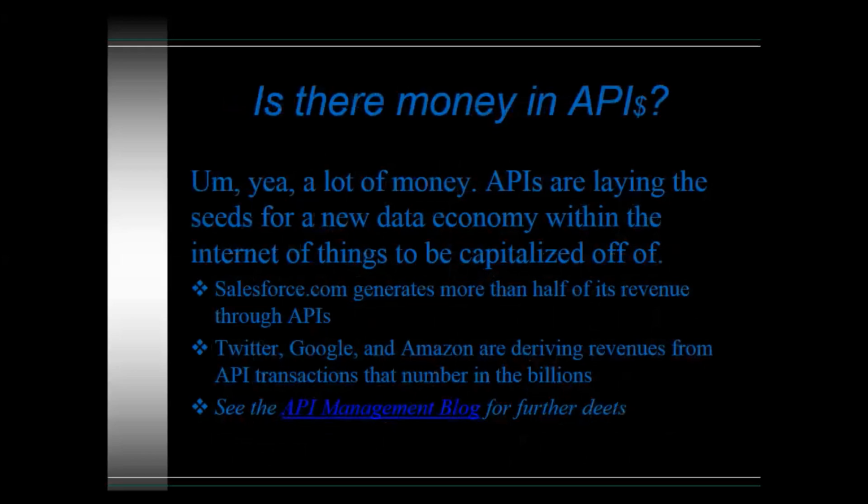APIs are laying the seeds for a new data economy within the Internet of Things to be capitalized off of. For example, Salesforce, that juggernaut CRM that another group even did a project on, generates more than half of its revenue through APIs. Twitter, Google, Amazon, each of them are deriving revenues from API transactions that number in the billions. You can check out API management blog for further details. I would definitely go and check it out, because not only does it give more specifics on how these corporate entities are making all this money off of APIs, but it also breaks down how APIs can be used on a more practical level for average Joe Schmoes like you and I to capitalize off of them as well.